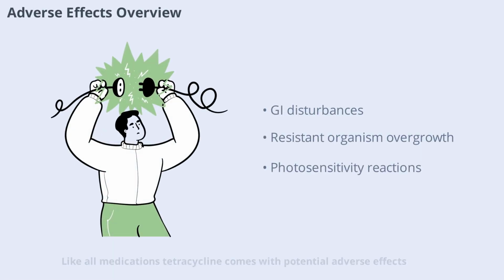Like all medications, tetracycline comes with potential adverse effects. Understanding these risks is essential for safe use. The most common side effects include gastrointestinal disturbances, overgrowth of resistant organisms, and photosensitivity reactions. Being aware of these issues helps patients and healthcare providers make informed decisions about tetracycline therapy.